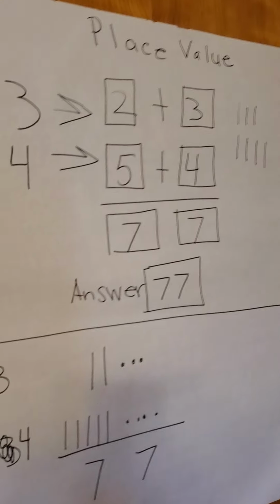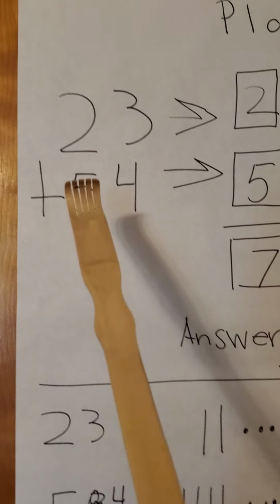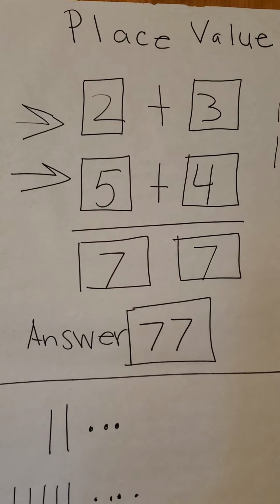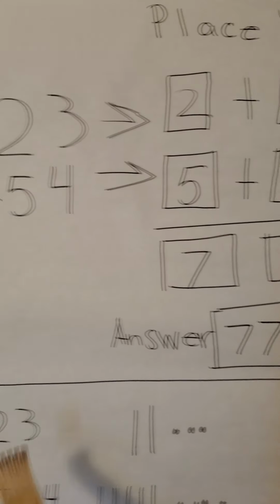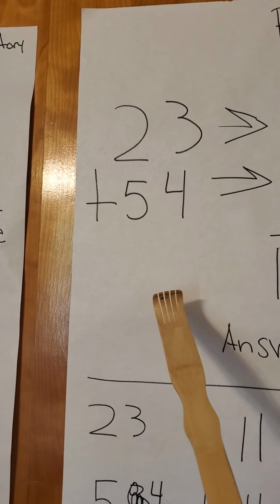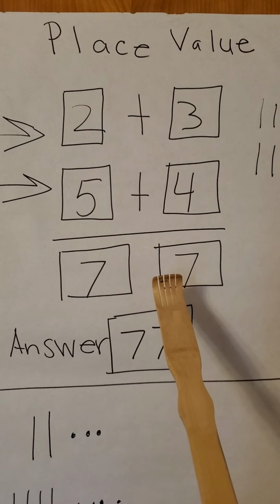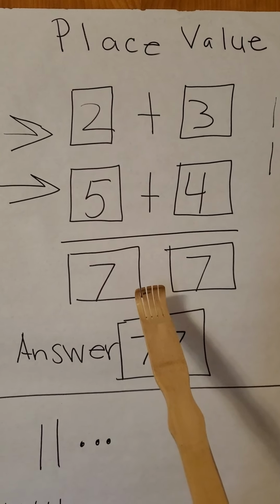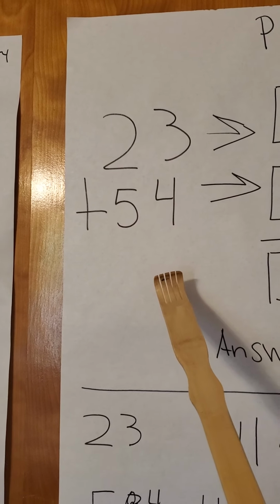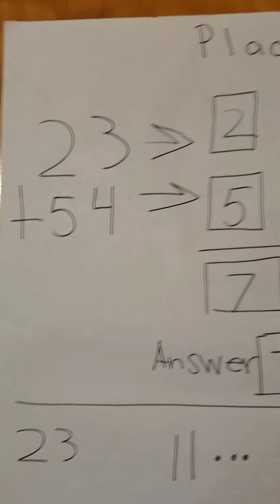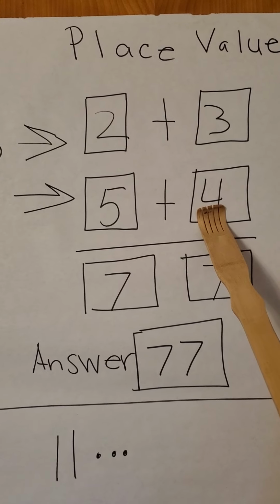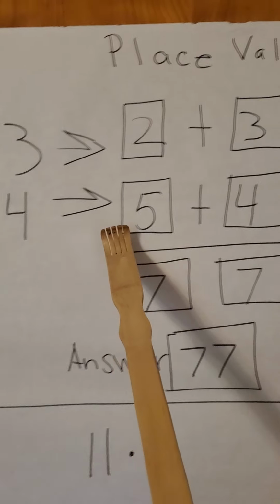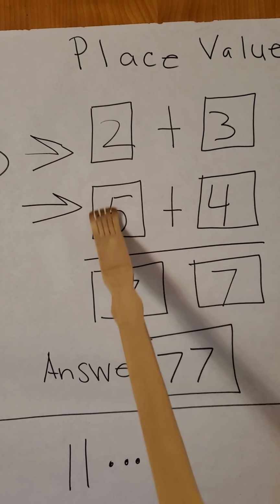So I have the number 23 plus 54. And so over here, I'm going to put the numbers 23 and 54 to represent the 1s and the 10s. So I know that the 3 and the 4 are in the 1s place, so I put the 3 and the 4 here. And then I know that the 2 and the 5 are in the 10s place, and so I place the 2 and 5 here.